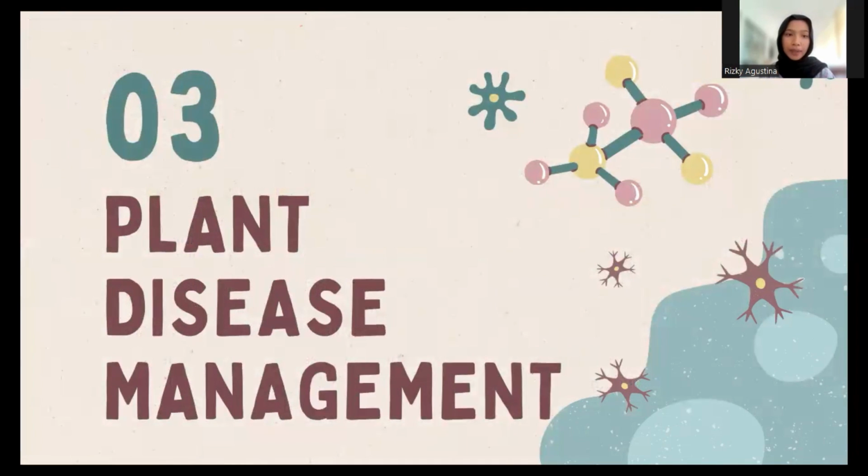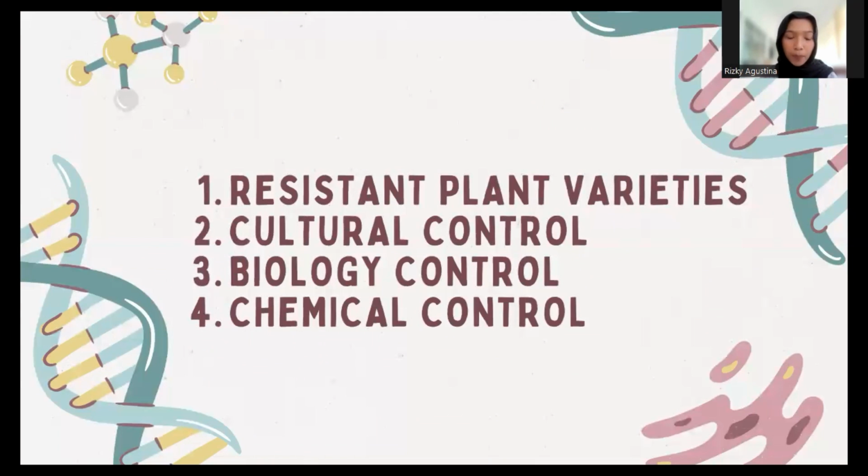Next is plant disease management. Plant disease management is a set of actions aimed at preventing, controlling, and reducing the damage caused by plant disease. It involves various strategies and practices designed to maintain plant health, minimize yield loss, and maintain agricultural production. Here are some of the steps commonly taken in plant disease management.